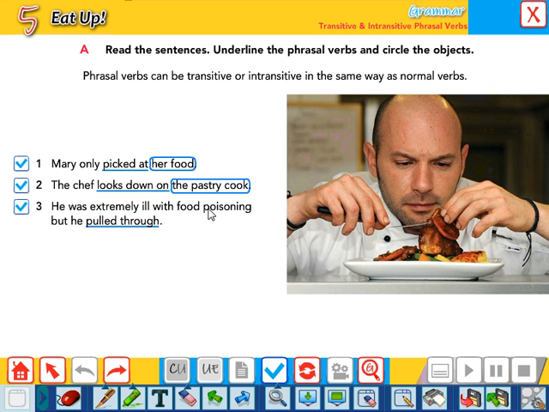Look here at the answer. This is an object. This is an object. This is without an object. These are transitive phrasal verbs. This phrasal verb isn't transitive.